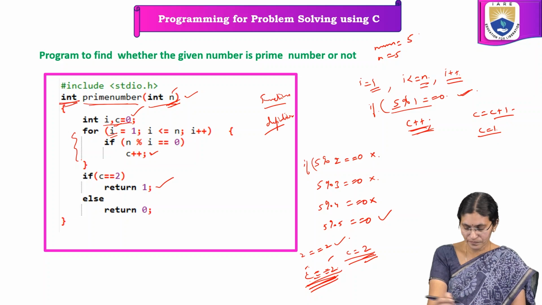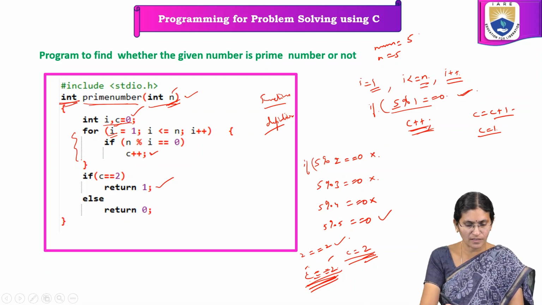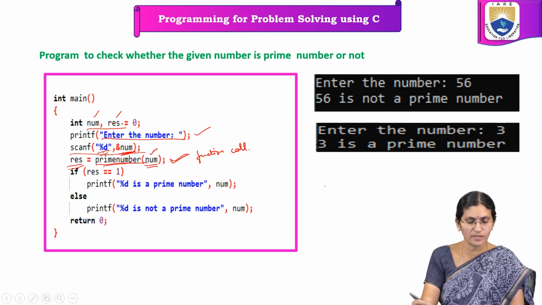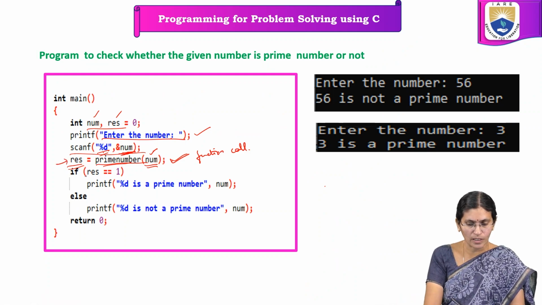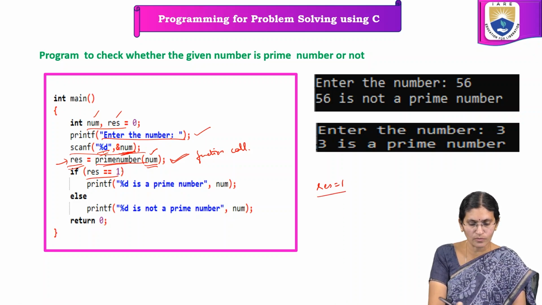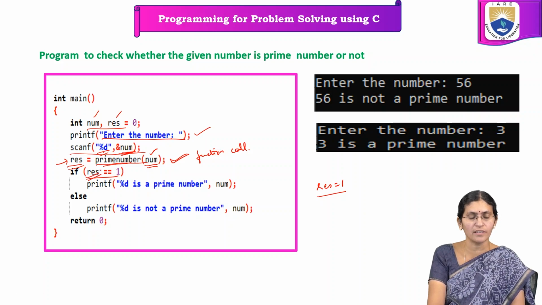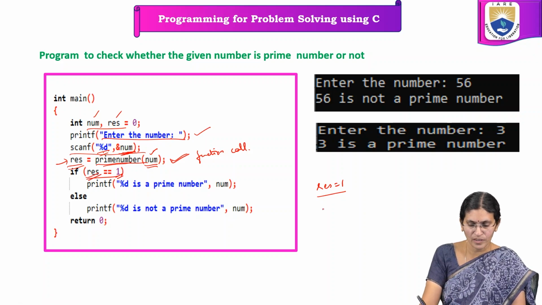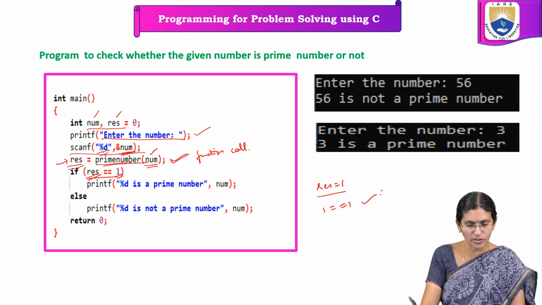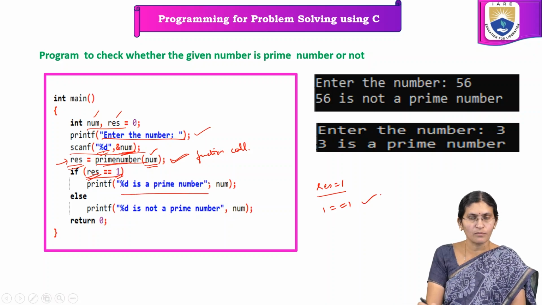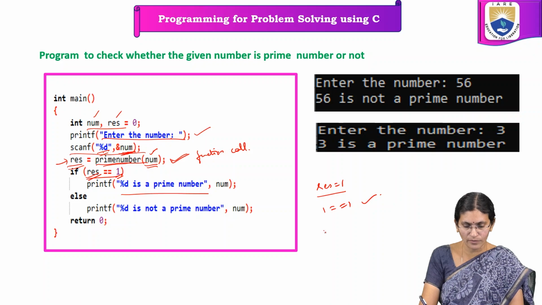After this condition, control is again transferred to this line. Now RES is equal to 1 for the given value of n. The value in RES is compared with 1. 1 is equal to 1, so this condition is true. Therefore the given number is a prime number. So 5 is a prime number. In this way this program is executed.